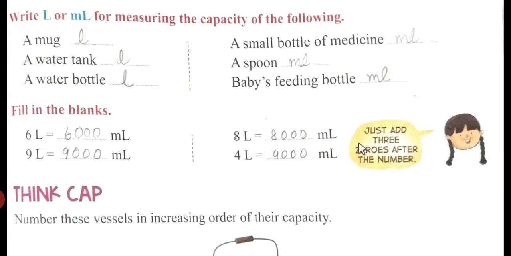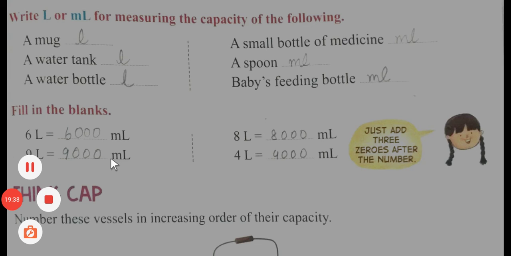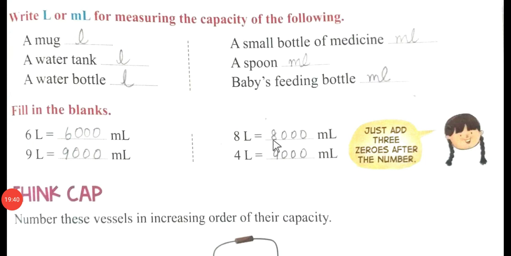So the opposite, you can see, just add 3 zeros after the number. So here in fill in the blanks you have to add only 3 zeros and it will change into milliliters. So 6 liters is 6000 milliliters. You have to add 1, 2, 3 zeros. The girl is saying 9 liters is 9000 milliliters. 8 liters is 8000 milliliters, and 4 liters is 4000 milliliters.